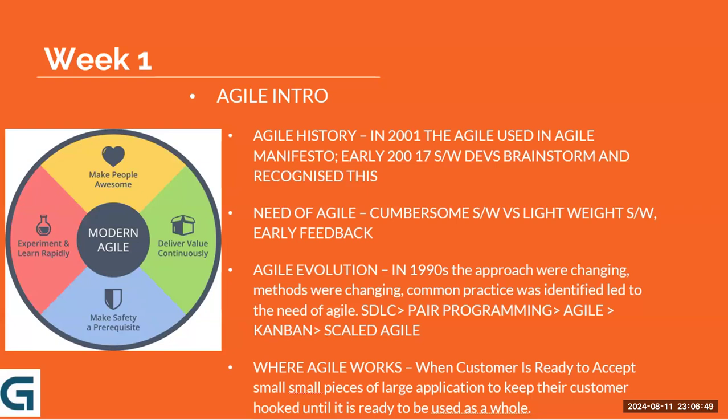Can someone read the next point, please? Need of agile: cumbersome software versus lightweight software, early feedback.